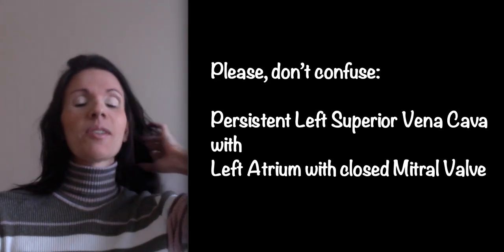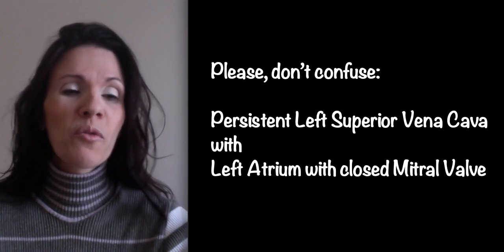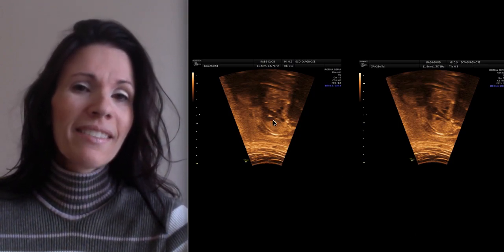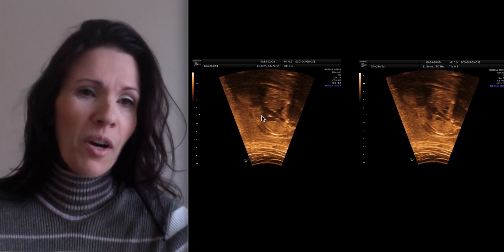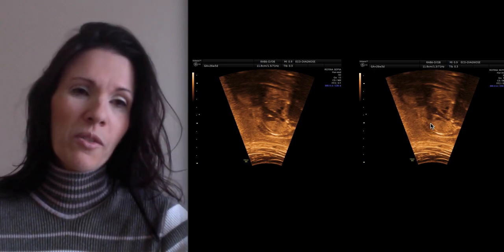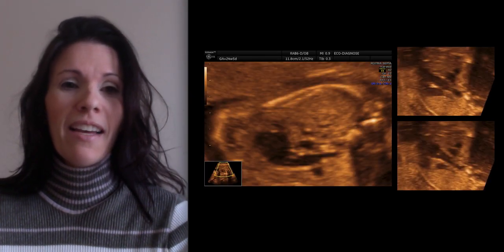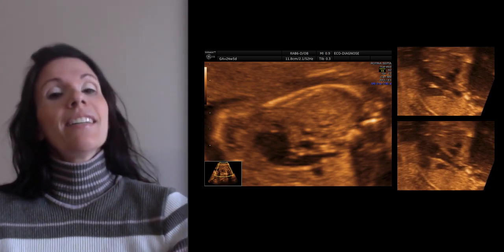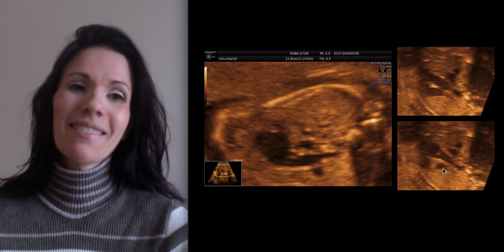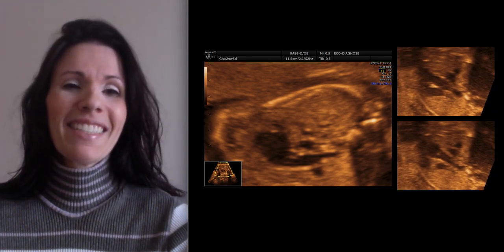And this is very important. Don't confuse persistent left superior vena cava with left atrium with closed mitral valve, because sometimes when you get this image, here you have the three vessel view, and this is the left atrium with open mitral valve, and this is the three vessel view and left atrium with closed mitral valve. You can confuse it with that fourth vessel, okay? And here you can make a comparison. This is persistent left superior vena cava, and this is normal, but with this image, which you can confuse, okay?